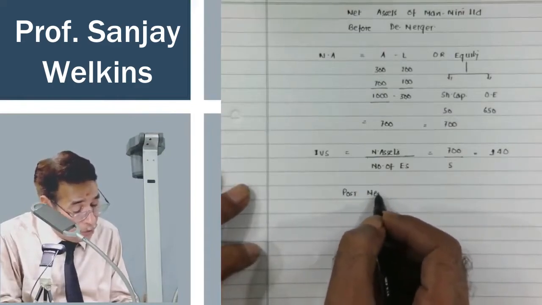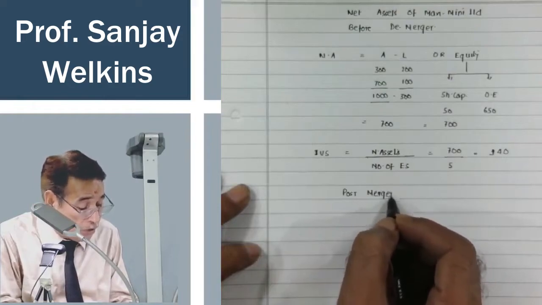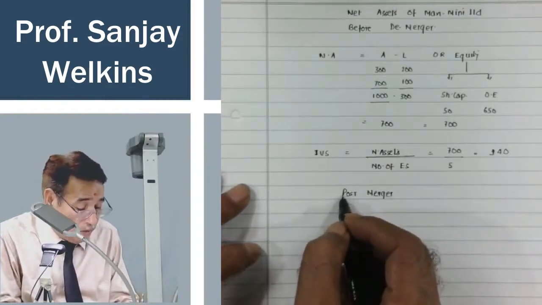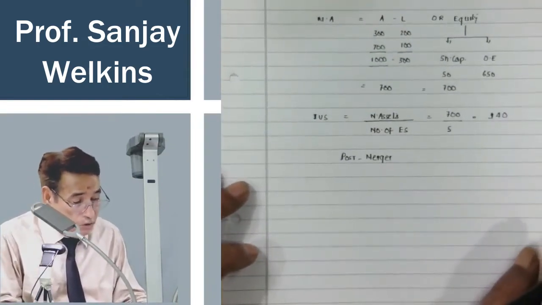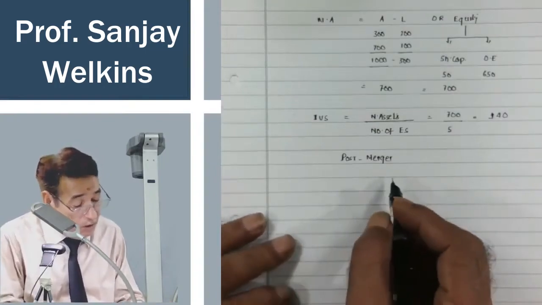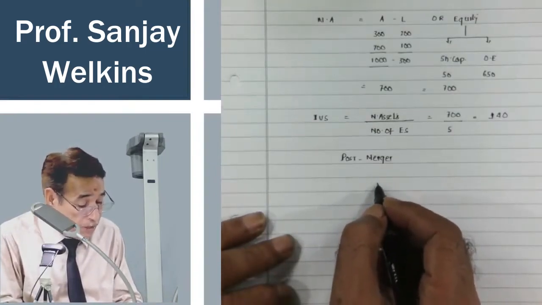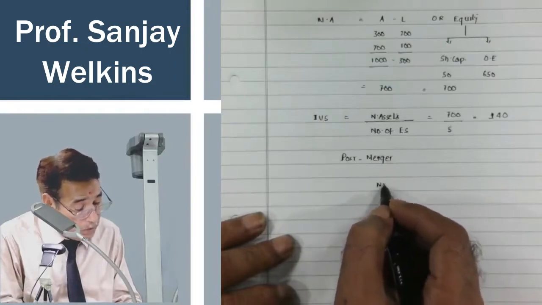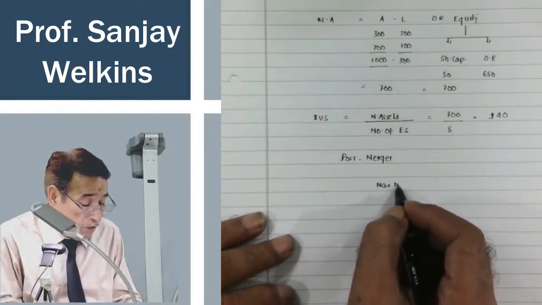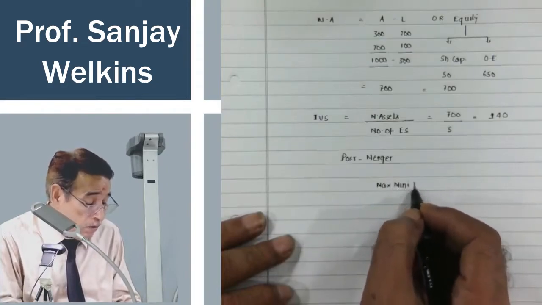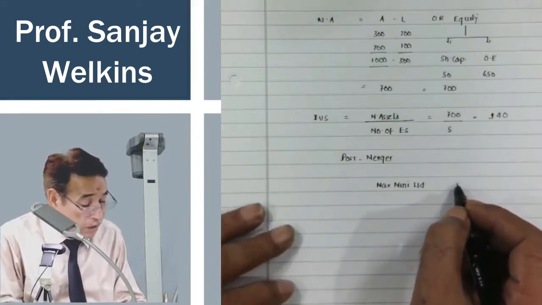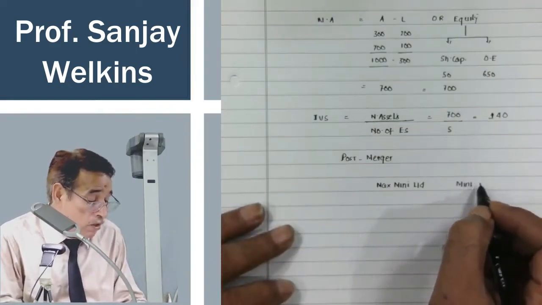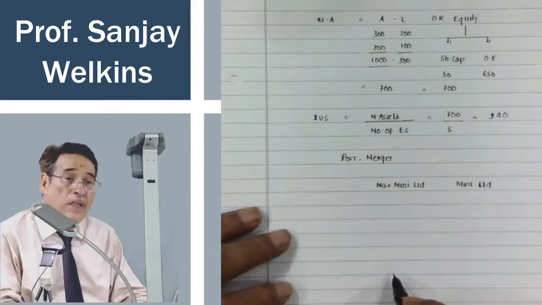When I am writing here post-merger, it means post-demerger, that means after the process. What is the position post-merger first of all? The position is that one is Max Mini Limited. Now shareholders have investments in Max Mini Limited, and they also have investment now in the new company, that is Mini Limited. You must not forget that shareholders have also become the members of Mini Limited.